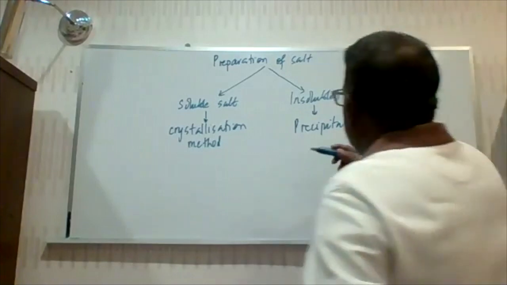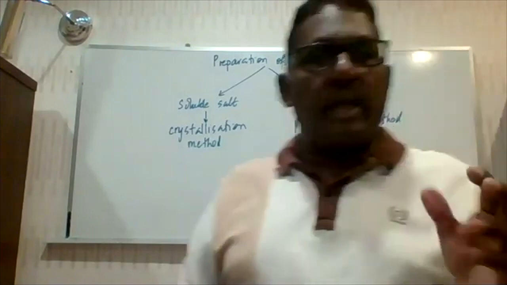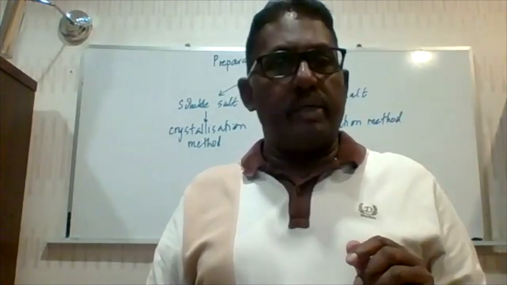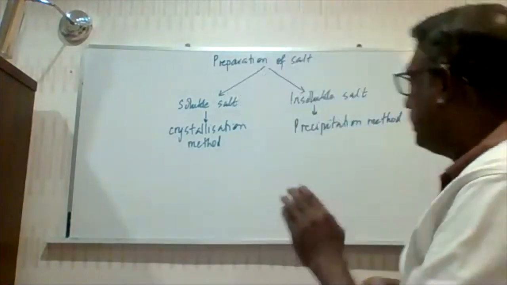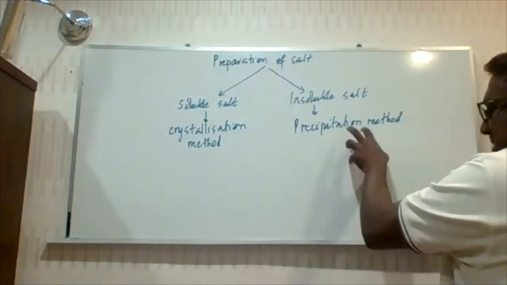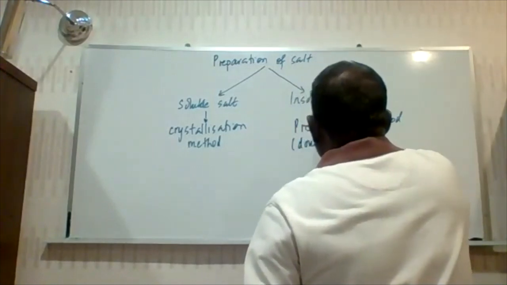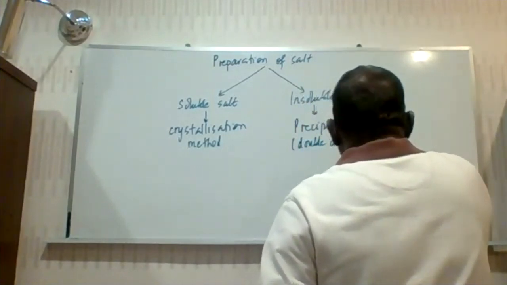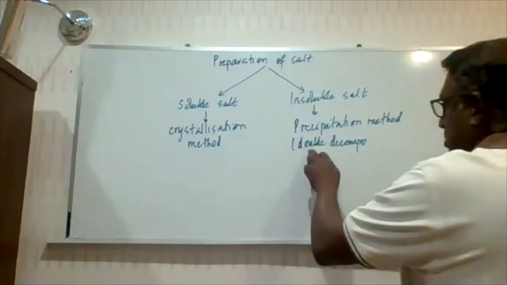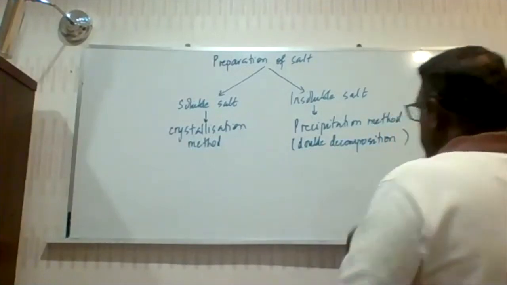Now, the precipitation method is sometimes also linked to double decomposition. It's also known as double decomposition, but actually this precipitation method is a process. You can take it as double decomposition, although there is a slight difference in terminology used in terms of process and technique. This is more of a technique. Double decomposition, okay, we can put that.